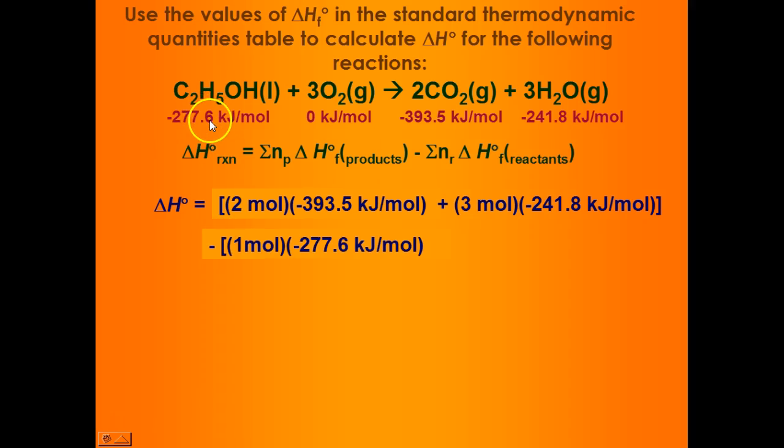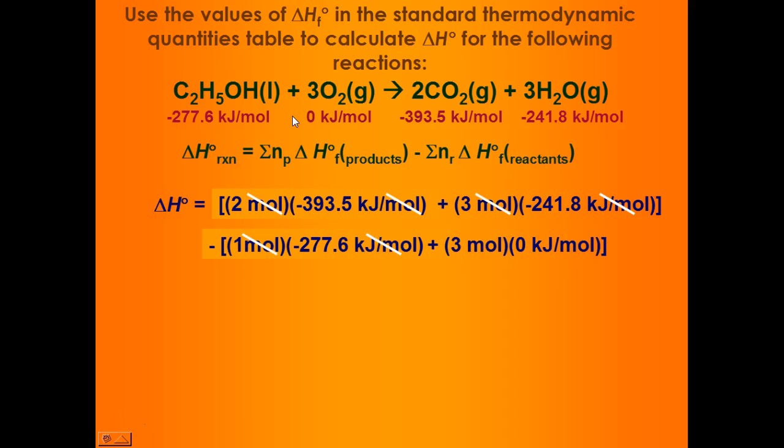We only have 1 ethanol molecule at negative 277.6 kilojoules per mole, and we have no oxygen values. You can write the 3 times 0, or you can just keep going and stop here. I understand if you don't want to include the 0. I just wanted you to see where it was coming from.